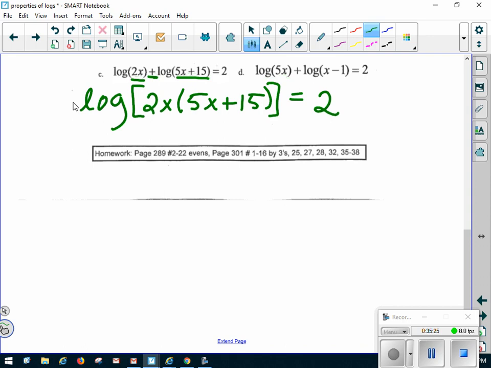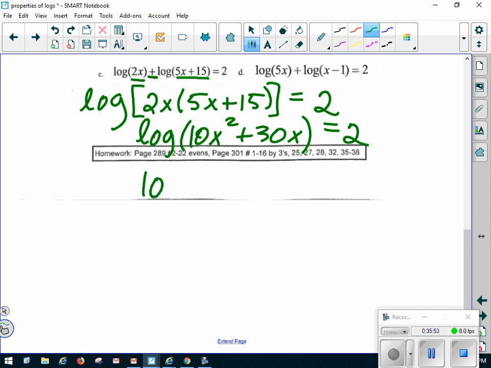What in the world do we do there? Log of 10x squared plus 30x. So 10 to the 2. 10 squared equals, there you go, 10 squared. So 100 equals all that.